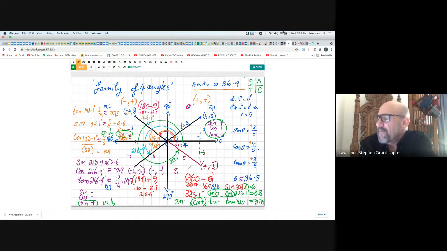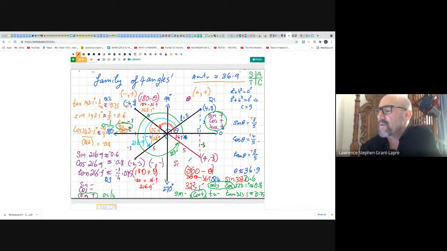So that's a family of angles. I used the angles, and I'll write it up here. The 4 angles I had were 36.9 degrees, 143.1 degrees. Notice how I got that, 180 minus 36.9. Then 216.9 degrees. Notice how I got that.